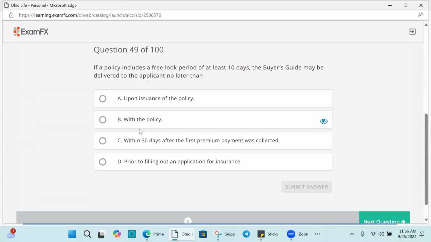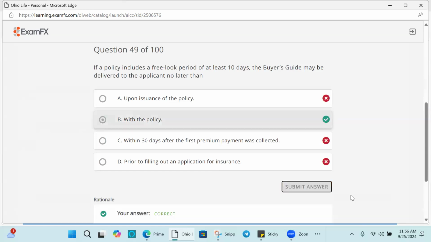I'm done with the policy. I stay with the policy. That's correct. No later than policy delivery.